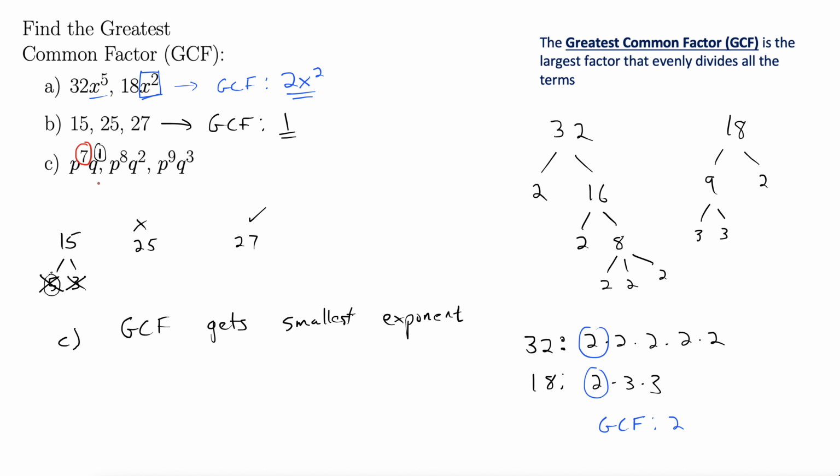Okay, so let's see here, the GCF of part C then is p to the 7th, and for the q's we have 1, 2, and 3. Clearly 1 is the smallest one. So p to the 7th, and then q to the 1, which we just write as q. There we go, p to the 7th q. Greatest common factor.